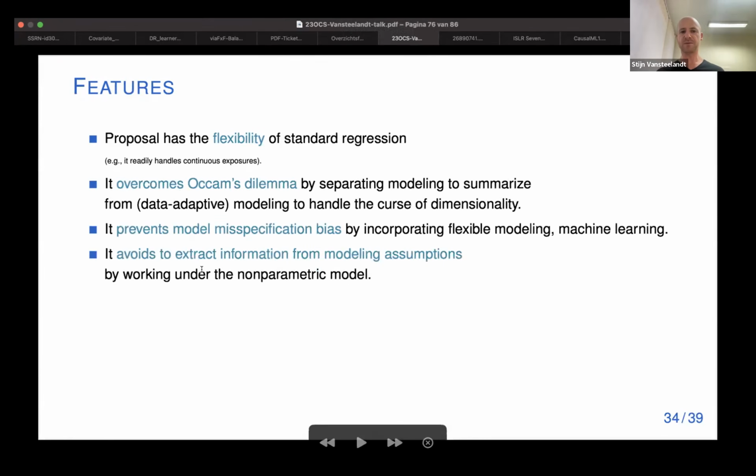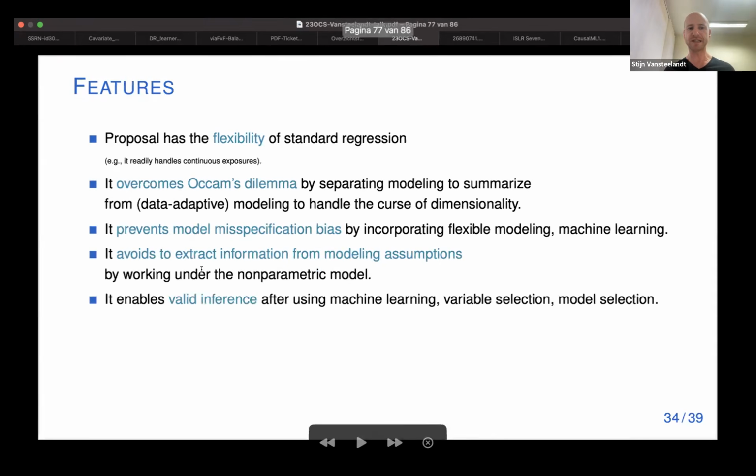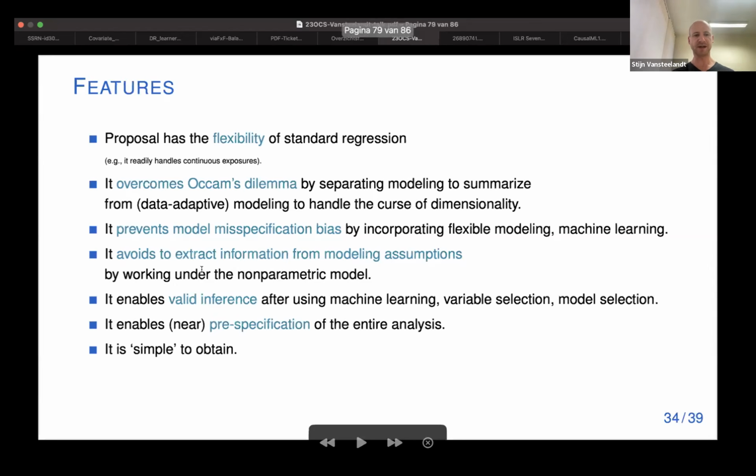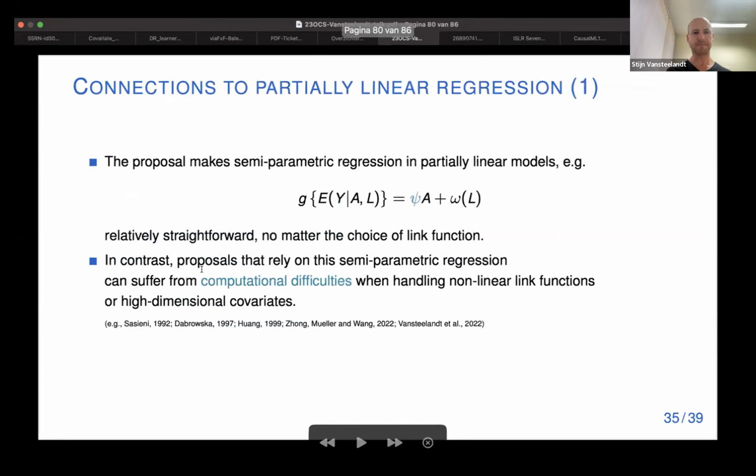By being non-parametric in our inference, we avoid extracting information from modeling assumptions. We obtain valid inference despite the use of machine learning or variable selection, at least if we attain the n to the quarter rates. The analysis can be nearly pre-specified, which is also very much the case for other debiased machine learning methods. And it's fairly simple to obtain because we've obtained closed form estimators.